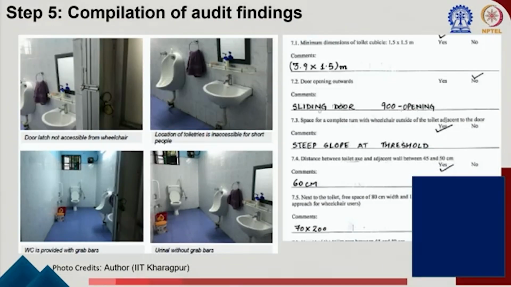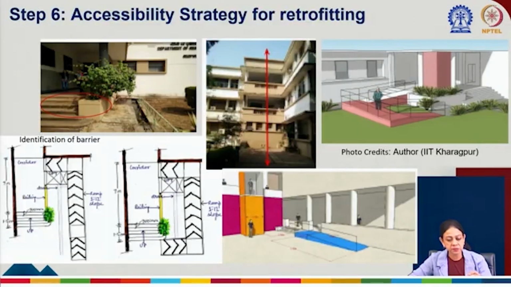Then just compilation, keep on, in detail. And finally, accessibility strategy for retrofitting. You can take the help of SketchUp, you can take the help of AutoCAD and just give provisions. Basic interventions, like there a lift has been proposed, a ramp has been proposed. Here we were not getting adequate space for a single slope ramp.